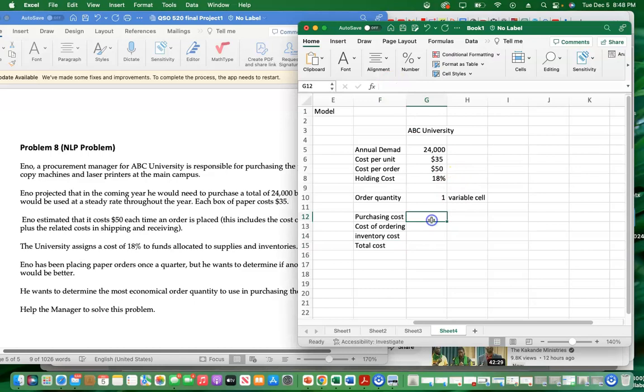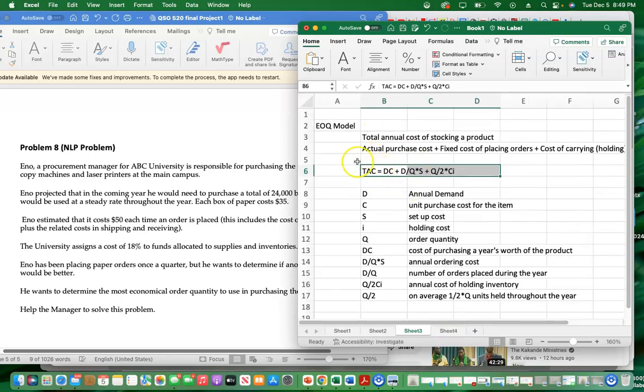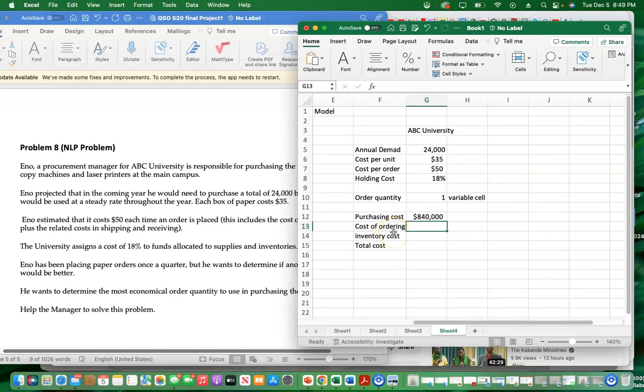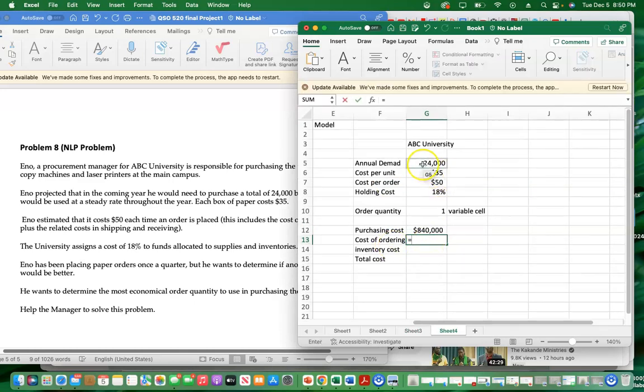So let's see, how do we find the purchasing cost? We're going to use the function, so you can put equal sign, and this will be cost per unit times the annual demand. And we can enter. So if you're going to go back to the model, you can see we are looking for the DC. Now, cost of ordering will be the annual demand divided by order quantity times cost per order.